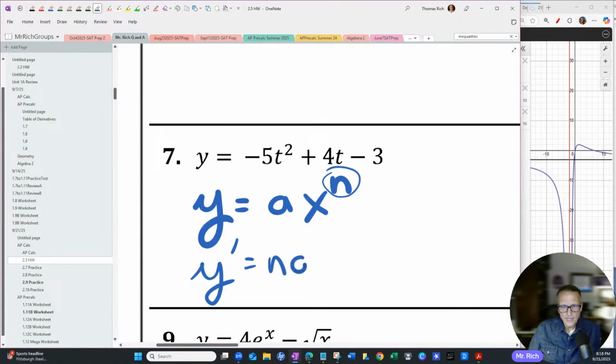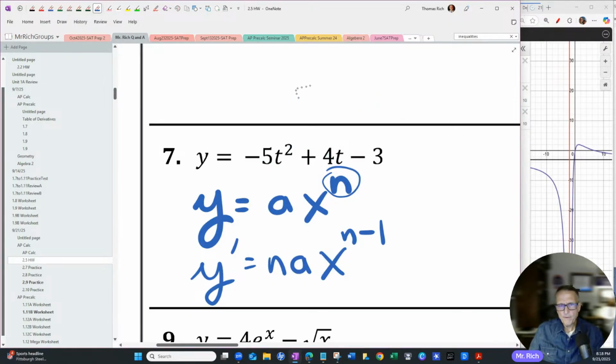So it would become n times a, and then you reduce that exponent by 1. So it becomes n times a times x raised to the n minus 1. And that's what we call the power rule. It works any time that you've got your variable and a numeric exponent. And I'm going to show you some examples of it.